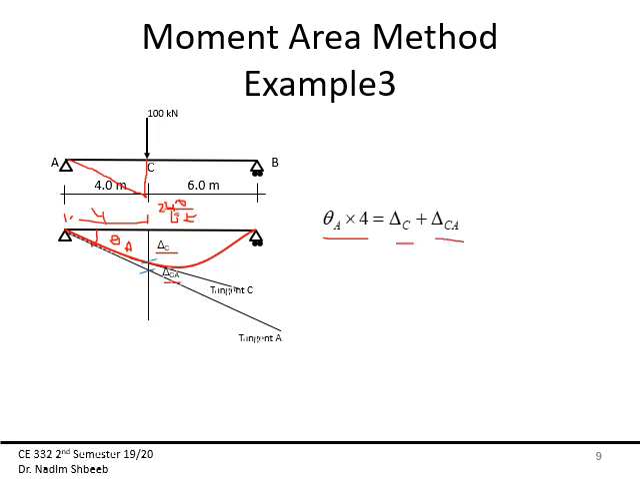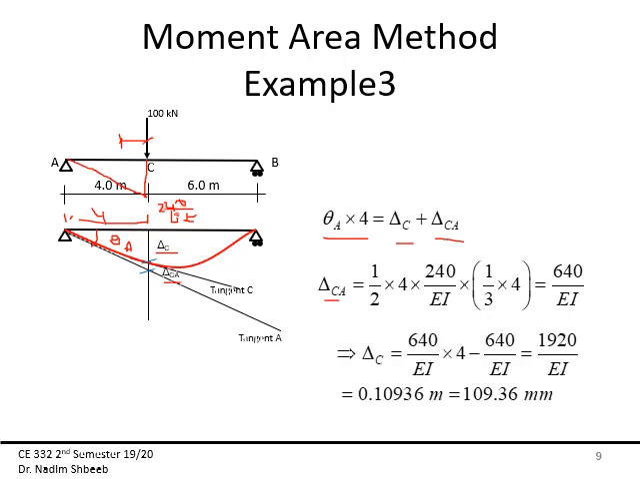Again, this is the vertical deviation from the point C on the elastic curve measured from the tangent at A. So the only thing you have to find now is delta CA. So this is going to be, again, moment about point C. So this is going to be 1/2 times 4 times 240 times 1/3 times 4. Again, moment about point C. So this is going to be equal to 640 over EI.